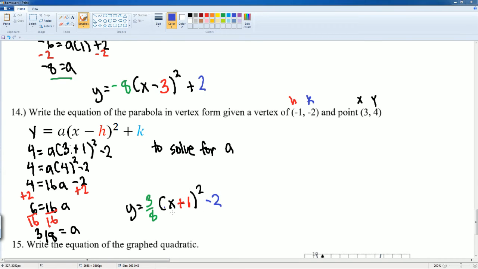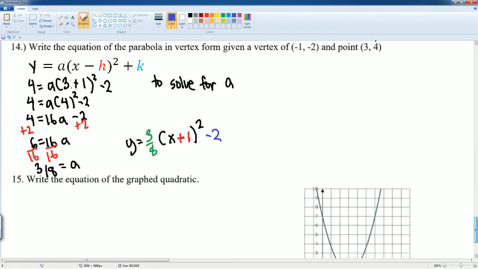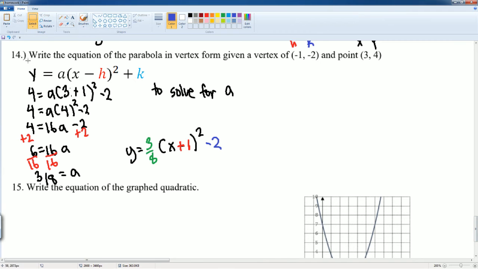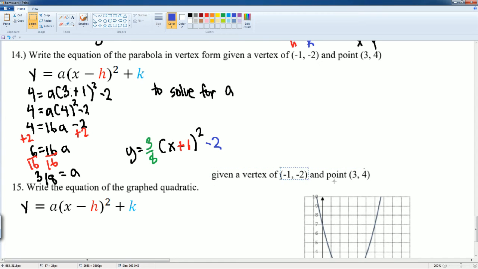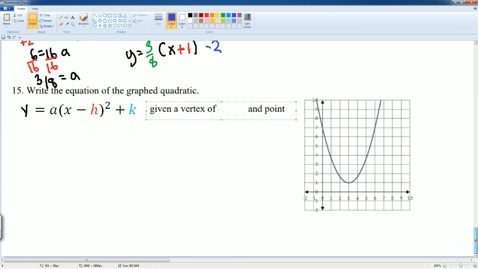And then the last one is to write the equation for this graph. Again, what do we need? If you look at the equation, they all required us to be given a vertex and a point, right? Look at all the questions: vertex and point. Maybe we should get that. Let's see if we can visually get that.